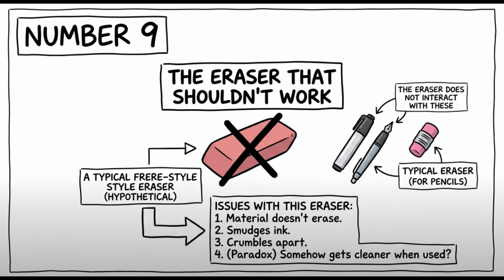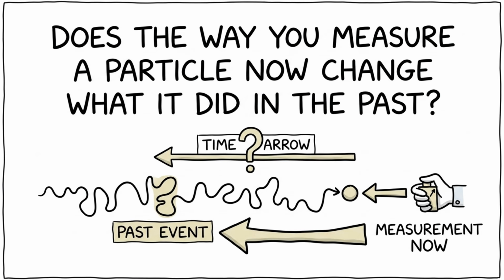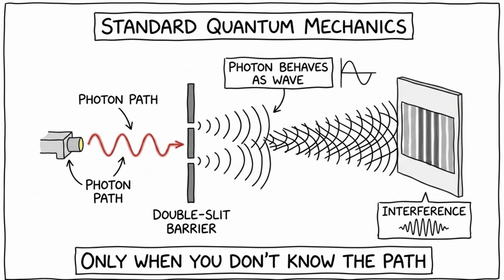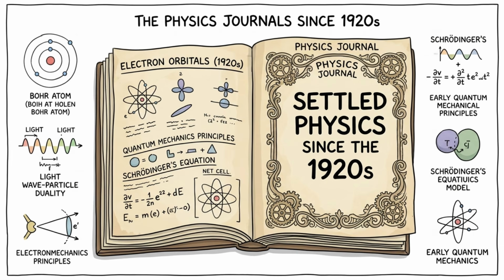Number 9, the eraser that shouldn't work. In 1999, Yoon-Ho Kim and a team at the University of Maryland were refining an old thought experiment John Wheeler had proposed decades earlier. Wheeler asked a simple question: does the way you measure a particle now change what it did in the past? Standard quantum mechanics says a photon behaves as a wave, interfering with itself, only when you don't try to know which path it took. Try to detect which path, and the interference disappears. That much was settled physics since the 1920s.